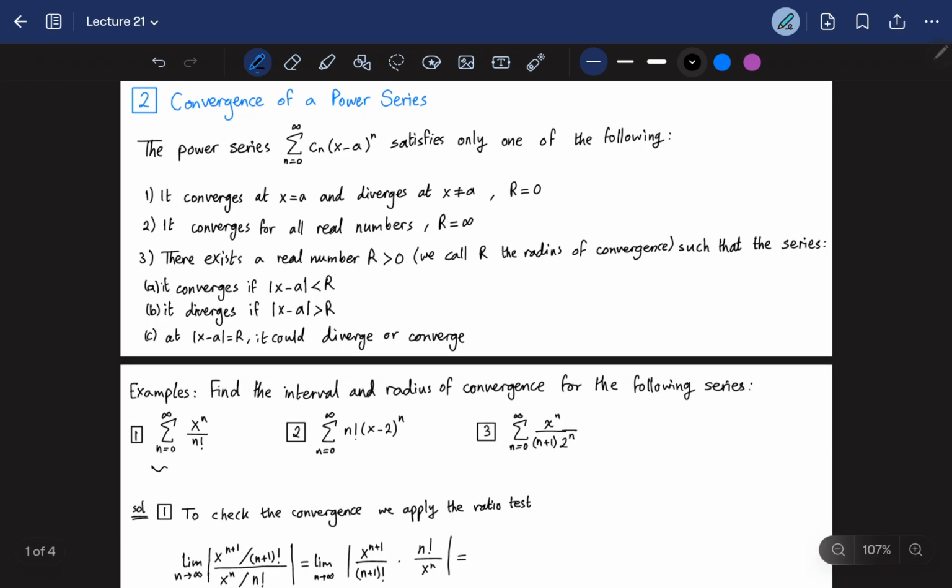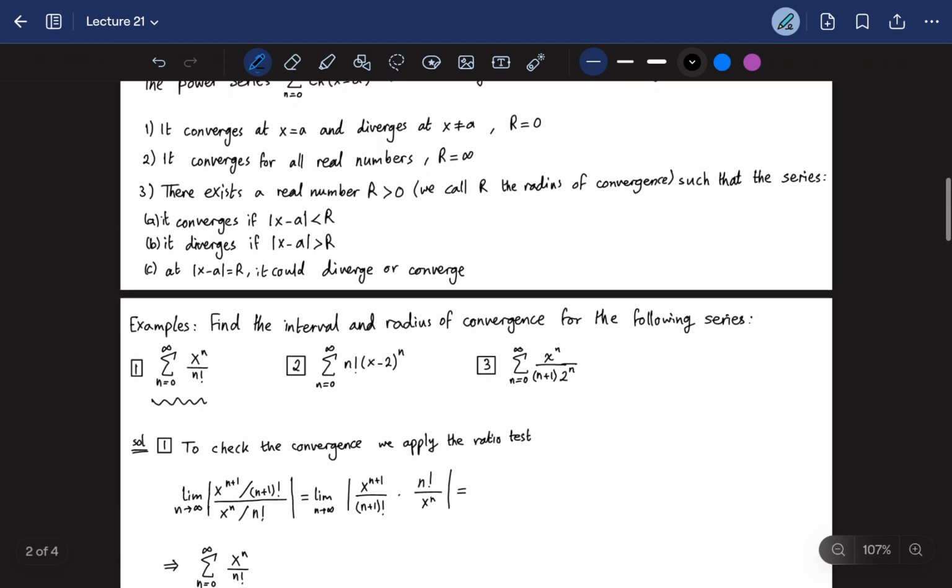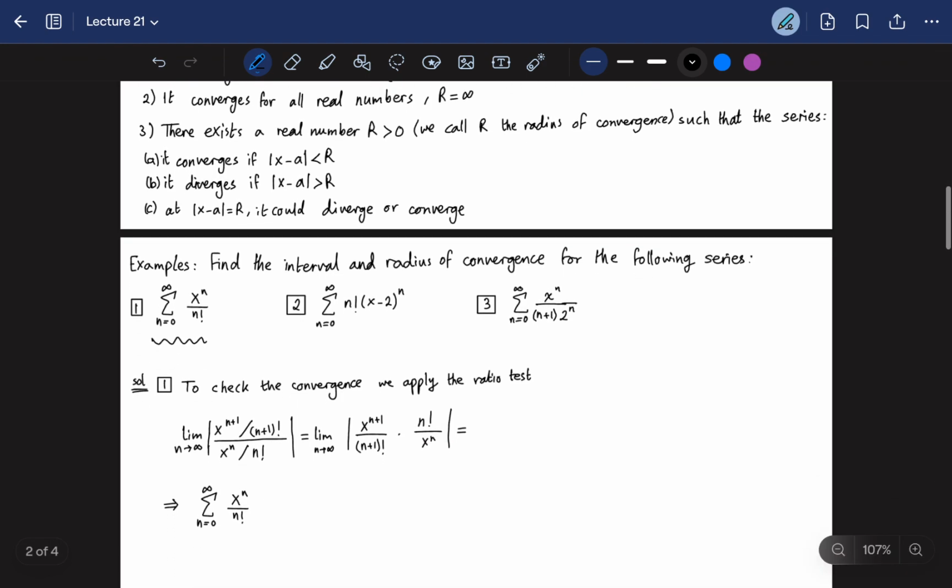So let's start with a very simple example where I have x to the n over n factorial. Since we have n factorial and exponents, I know to test the convergence I need to use the ratio test. So I need to take the limit of a_{n+1} over a_n. This is my a_{n+1}, and this is my a_n. If you do the keep change flip rule, you're going to get this.